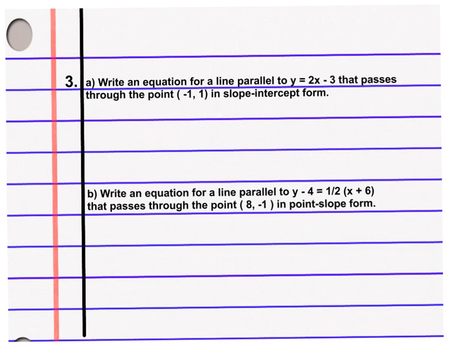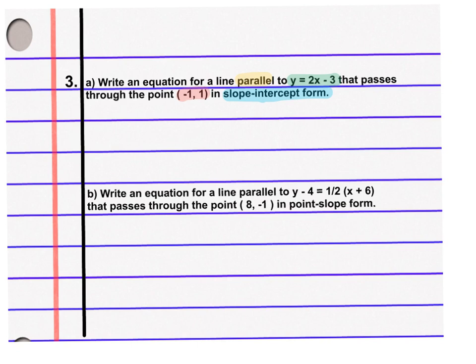All right, example 3, now we're kind of getting into writing some of the equations, okay? So here it says write an equation for a line parallel. I'm going to go ahead and highlight that. That seems important. Parallel to y equals 2x minus 3 that passes through the point negative 1, 1 in slope-intercept form. Okay, so a lot of stuff going on.